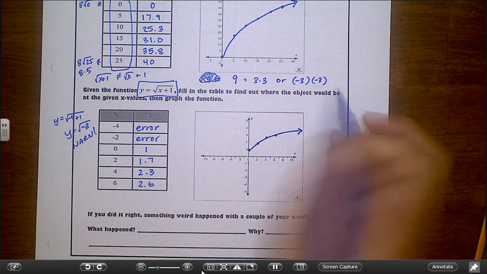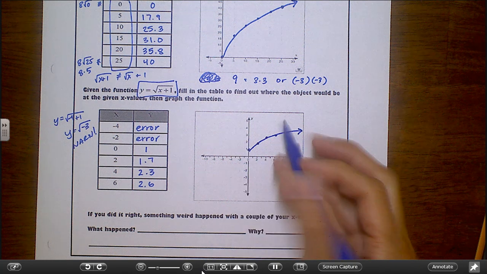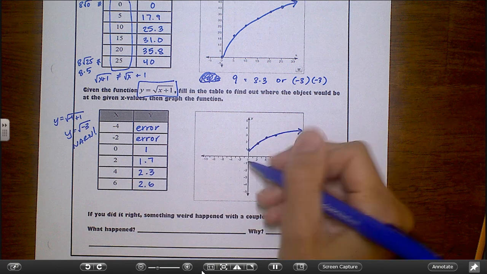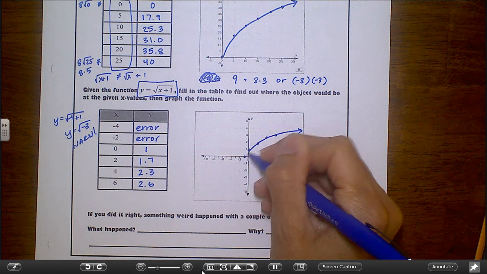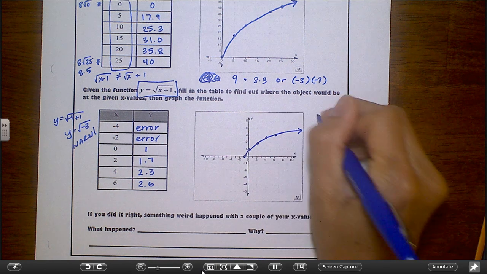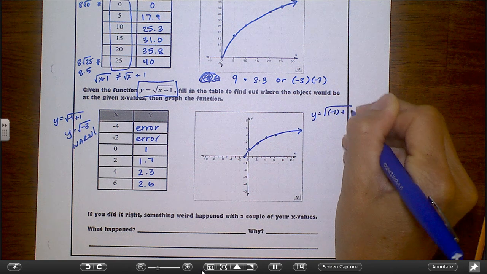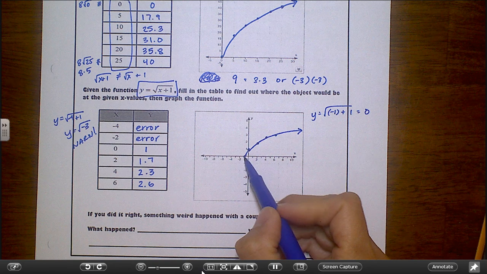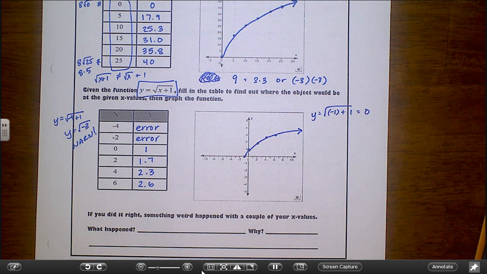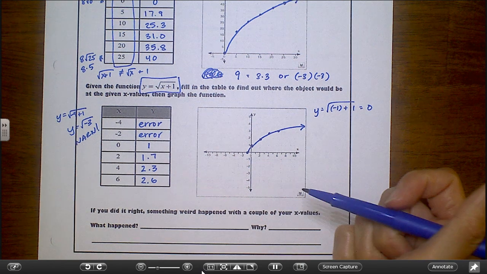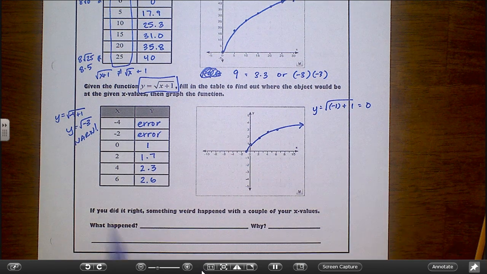Sorry. There actually is, if you put in, this would start at -1. Because if you put in y equals the square root of x plus 1, and you put -1 for x, then you get 0. So that's where your graph would start. And that kind of brings me to this next concept of the domain of a square root function.